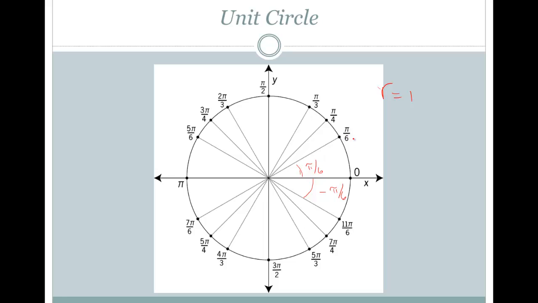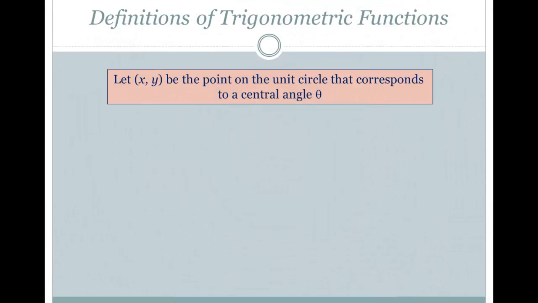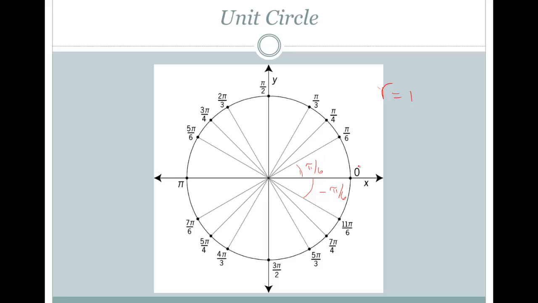And we're actually going to want to know what the x and y coordinates are for each one of these points, because they're going to tell me about the trig functions, the sines and the cosines. Okay, and let's define those now. Let (x, y) be the point on the unit circle that corresponds to that central angle. Going back to that previous slide, there's going to be a point (x, y) that corresponds to this angle of pi over 6. And I'm going to have them for all of these different ones. And remember, x squared plus y squared is equal to 1. That's the equation of my unit circle.